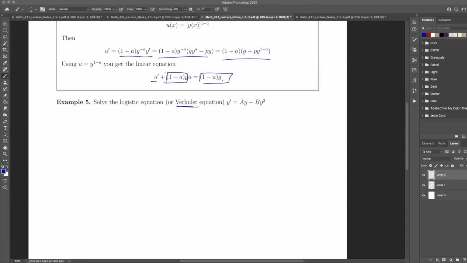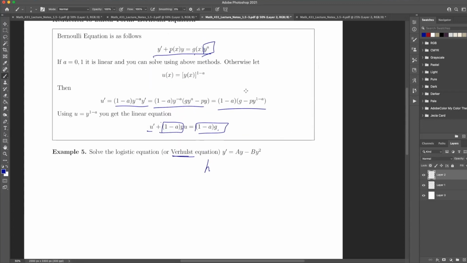So in this case, notice here, what is my A? Here I have a equal to, let me rewrite this. So I have y prime minus a y equals minus b y squared. Okay, so here I've just rewritten it. Now it looks a lot like this, where this is a and this is b, where a and b are just constants right now.